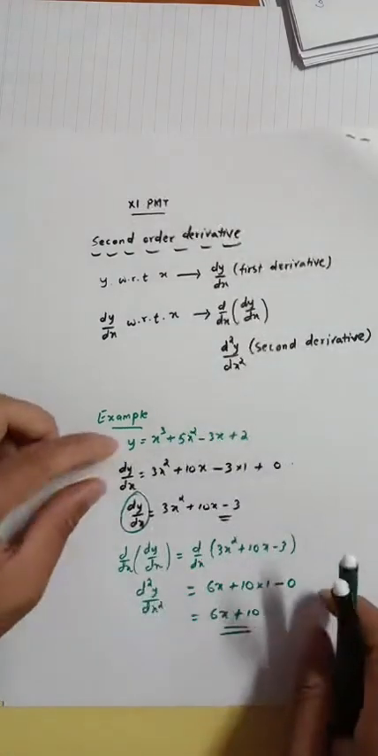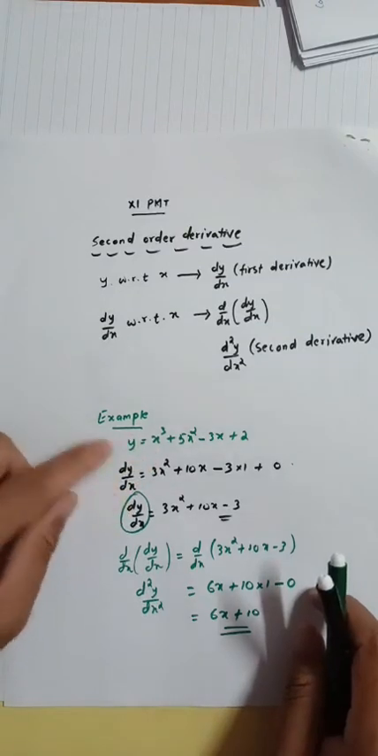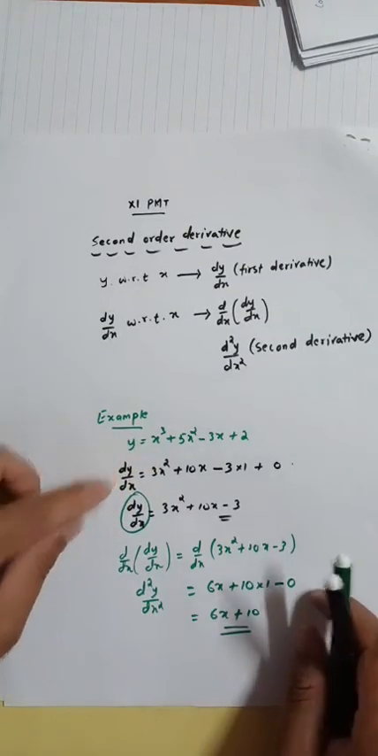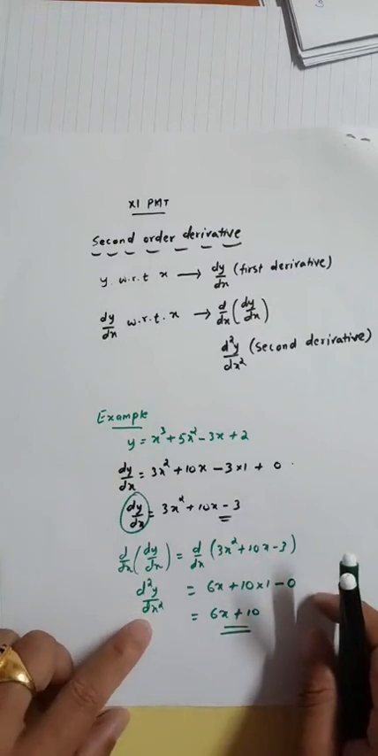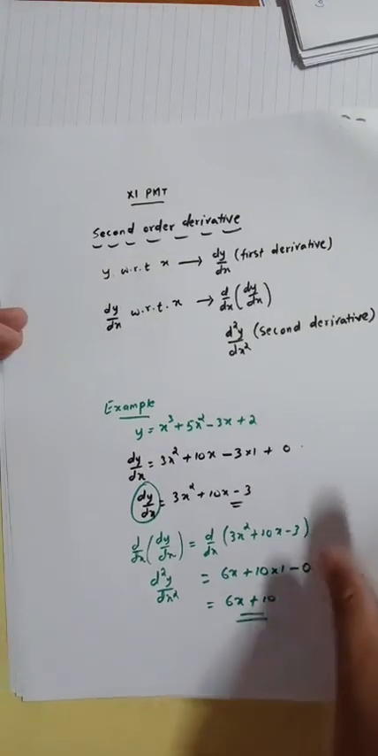So when we have a function y equal to, say, something, we need to represent our first derivative by dy over dx, and the second derivative by d2y over dx square. Now what if we have our function in terms of f of x? Then we represent the derivatives using f of x notation, instead of y.